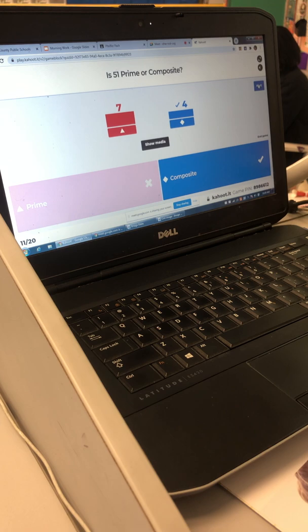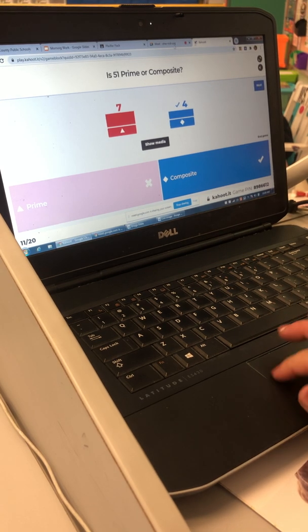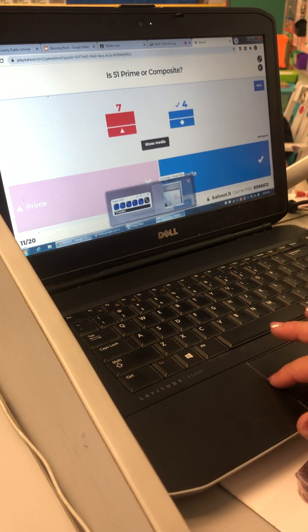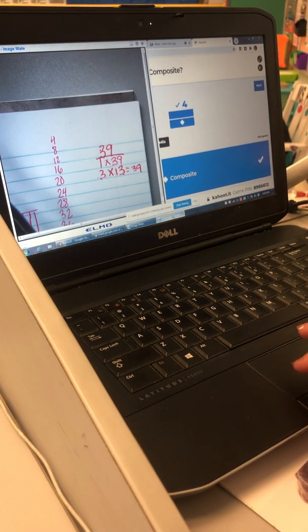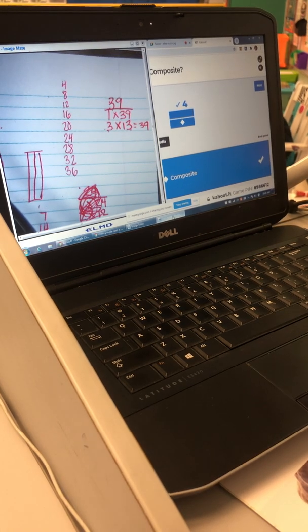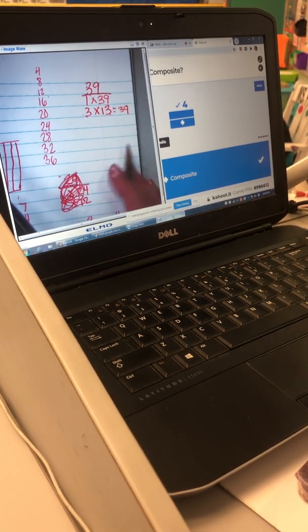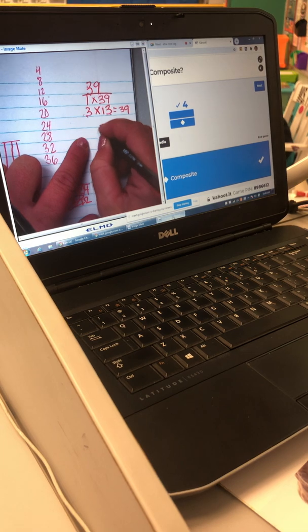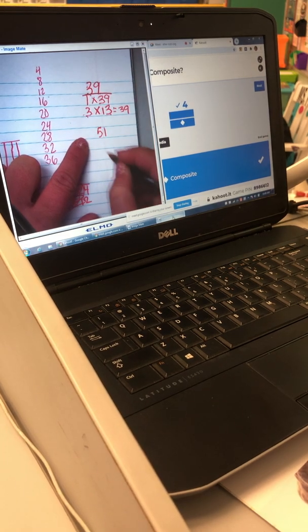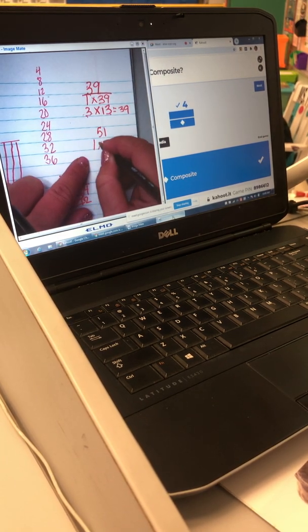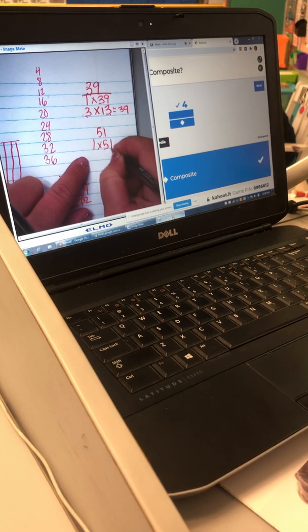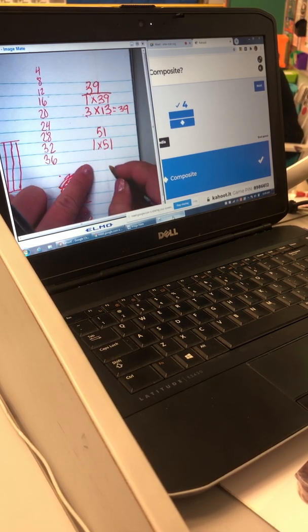All right, we had a little mixed reviews on this one. All right, 51 is prime. Let's figure out what our factors are. No, 51 is composite. Let's figure out what our factors are. All right, so we have 51. We have 1 times 51. Is it even? No, so it's not 2.